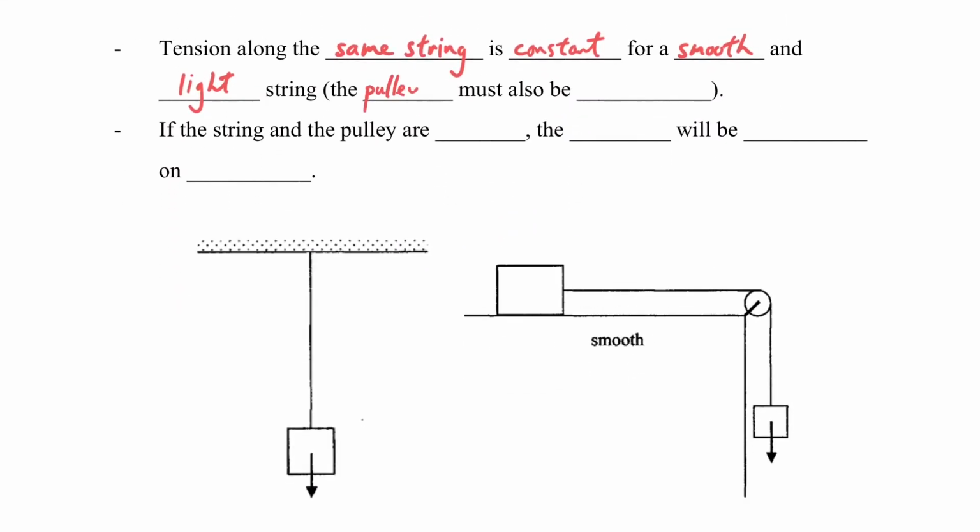If there is a pulley in the system, the pulley must also be smooth so that the tension on the same string is constant. If the string and the pulley are rough, then the tension will be different on both sides of the pulley. In this situation, the example will be much complicated.